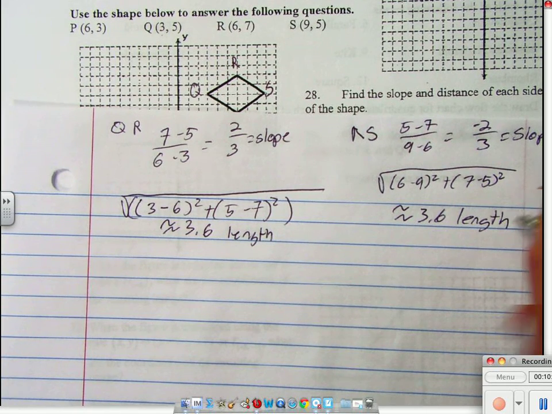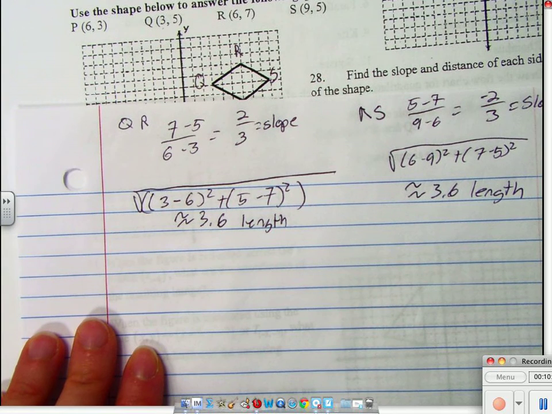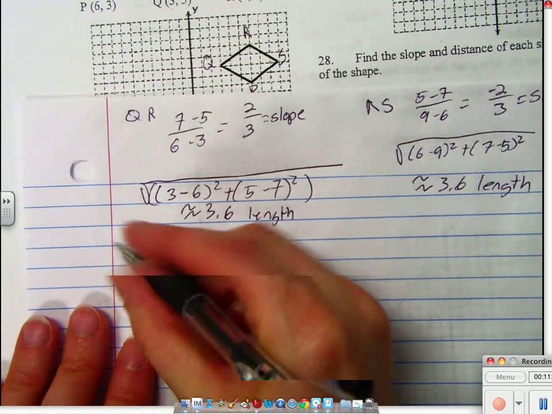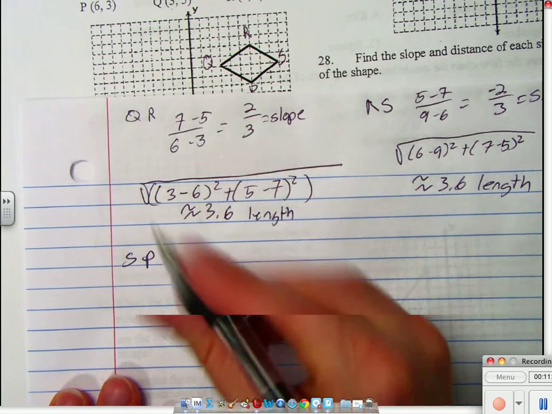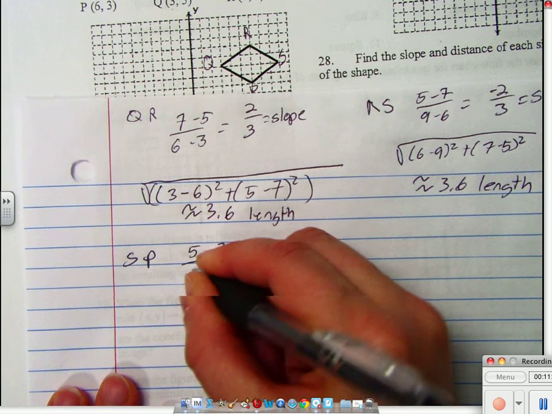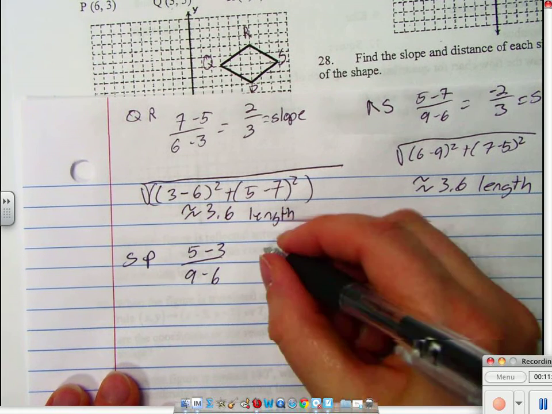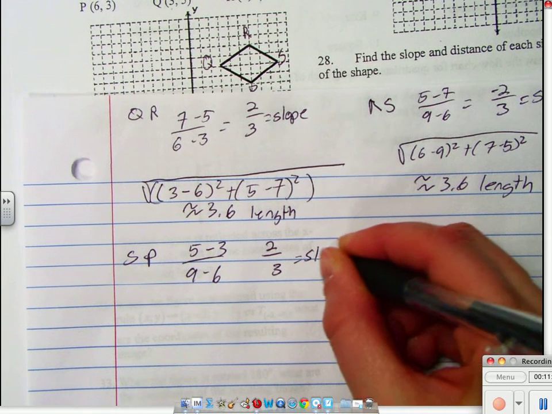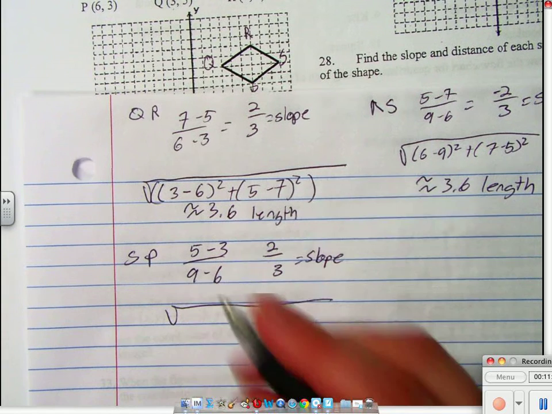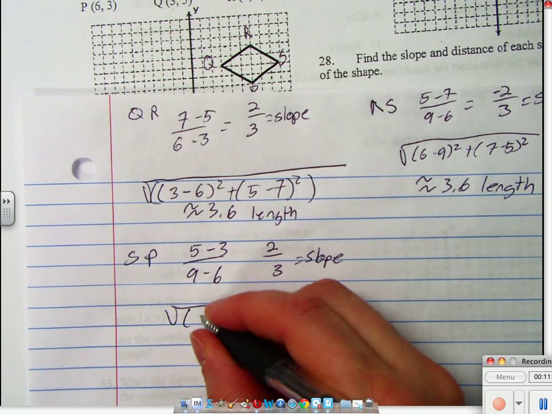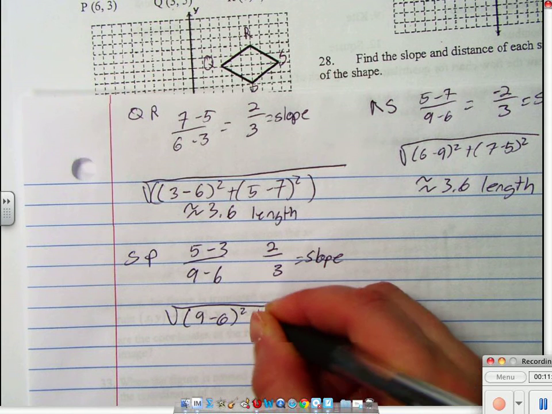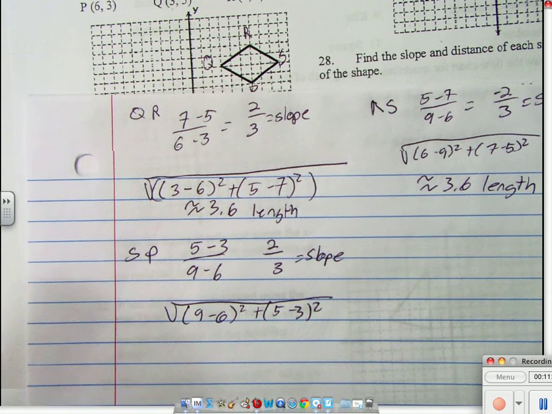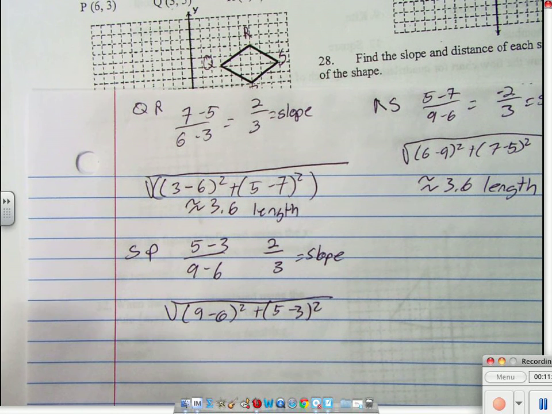Okay, 2 more to go. We did Q to R. We did R to S. We've got to do S to P. So that is 5 minus 3 over 9 minus 6. 5 minus 3 is 2. 9 minus 6 is 3. That's my slope. And then my distance formula is 9 minus 6 squared plus 5 minus 3 squared. So I'm going to put that in my calculator.